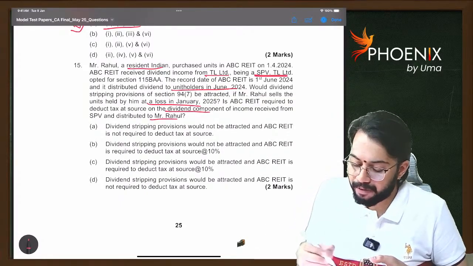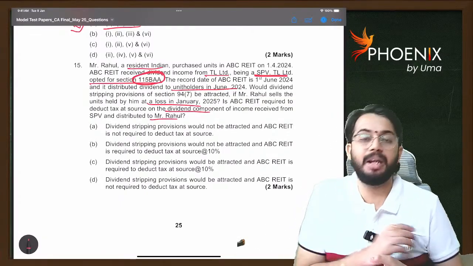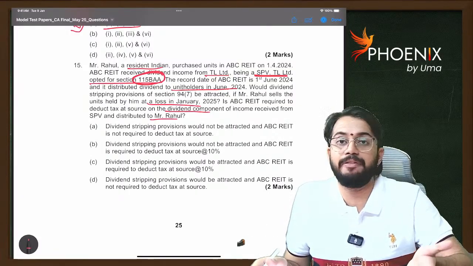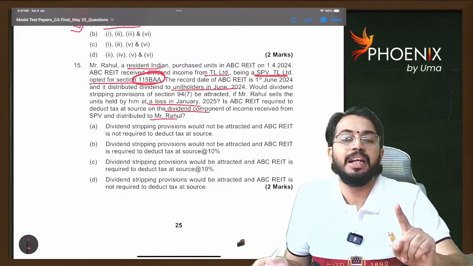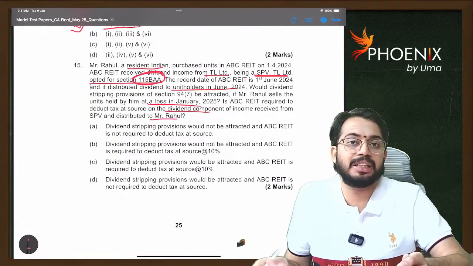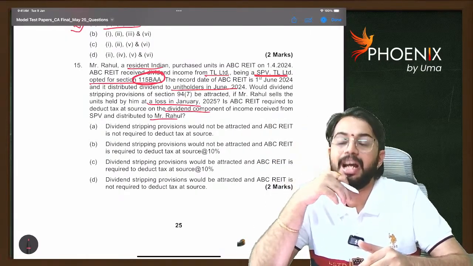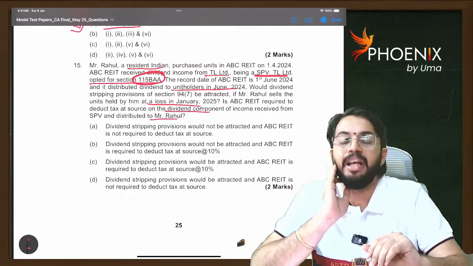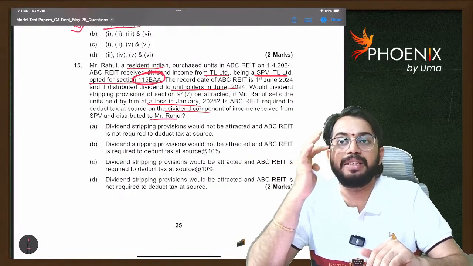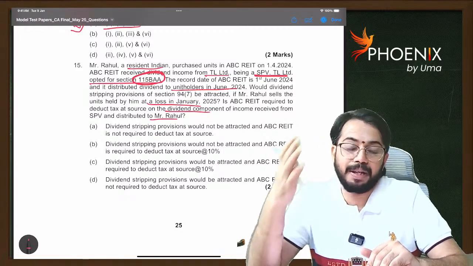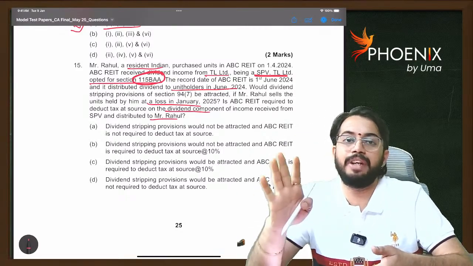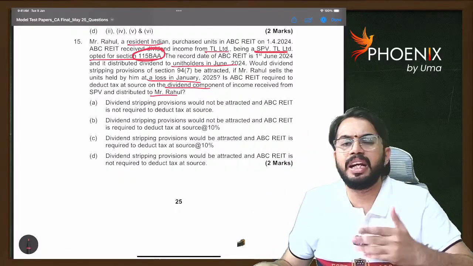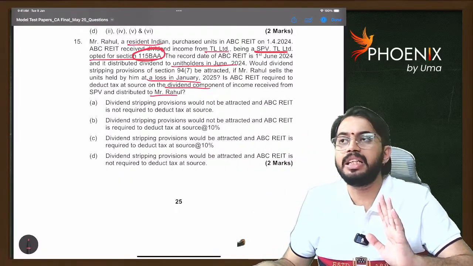Here see SPV opted for section 115 BAA. Whenever special purpose vehicle opts for provisions of section 115 BAA, in that case, it is exempt in the hands of business trust, taxable in the hands of unit holder. As it is taxable in the hands of unit holder, TDS is required to be deducted. If he is non-resident, rate of TDS will be 10%. If he is resident, then also rate of TDS is 10%. So dividend stripping provisions here, it will not get attracted. Okay, that is for normal dividend.